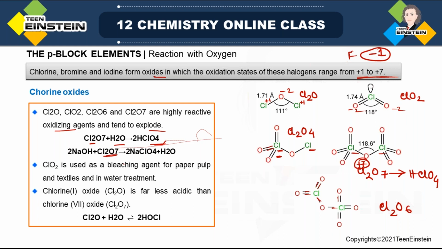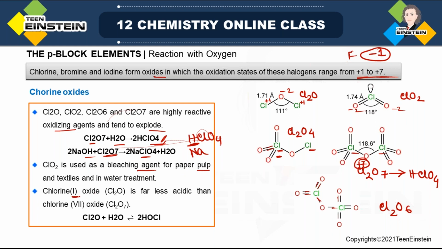And here, as it is an acidic oxide, it can react with base and generate the salt. See, this is the corresponding salt of HClO4. Just replace H with Na, it will be NaClO4, sodium perchlorate. ClO2 is used as a bleaching agent for paper pulp and textile and in water treatment. So this is the application of this oxide.